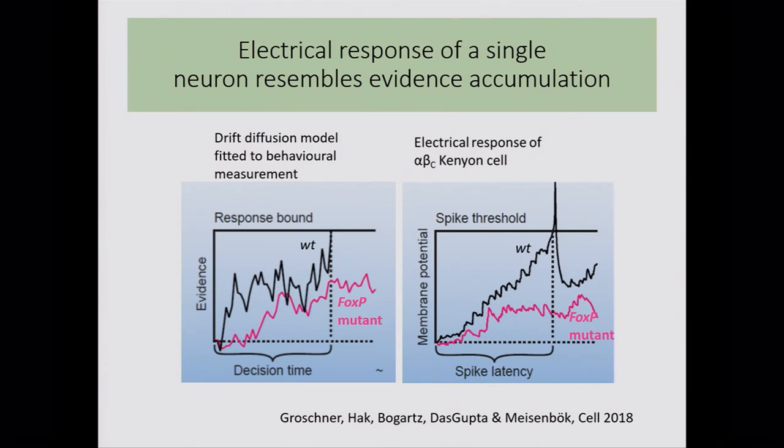So the mutant neuron looks as if it's got a much leakier integrator of evidence, that the evidence has less effect and it doesn't hang around for so much time. And it turns out that this mutation increases the number of channels that are open in the membrane and actually makes the membrane leakier.